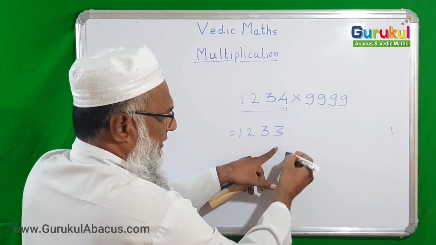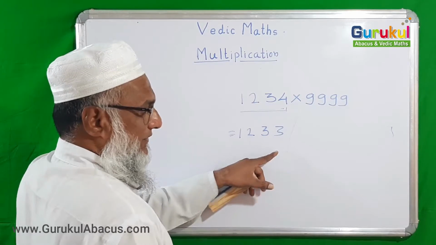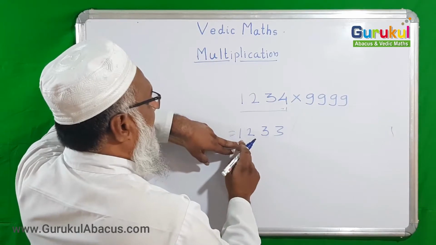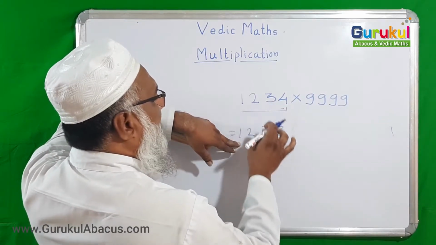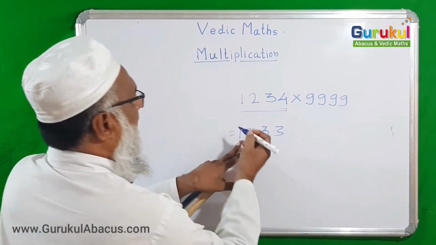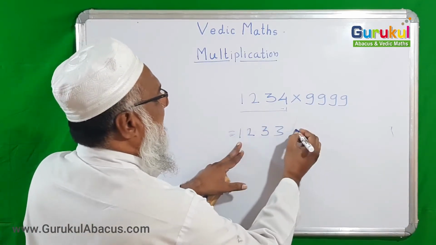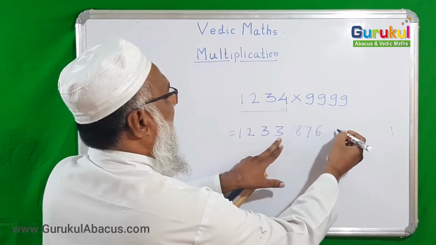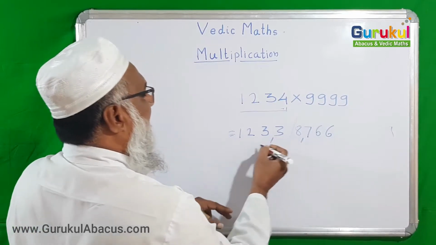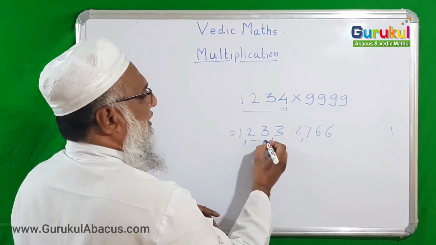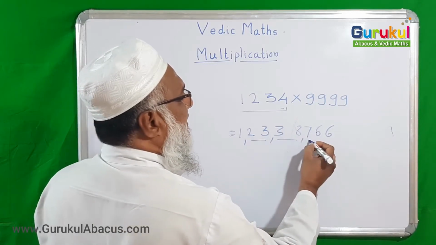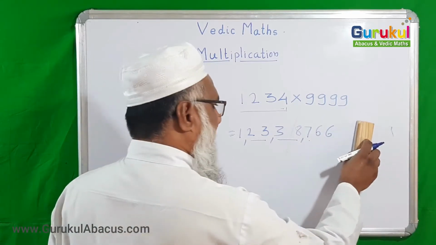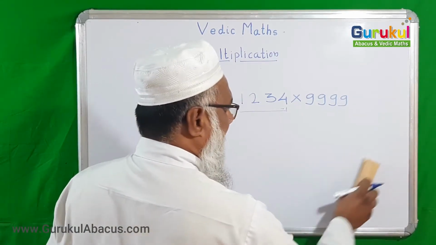Here I want to put one imaginary cross line for my understanding, and then to write the further part of the answer, I want to subtract all those 4 digits from 9, 9, 9, 9. So 9 minus 1 is 8, 9 minus 2 is 7, 9 minus 3 is 6, and 9 minus 3 is 6. So finally we got the answer 1 crore 23 lakh 38,776.